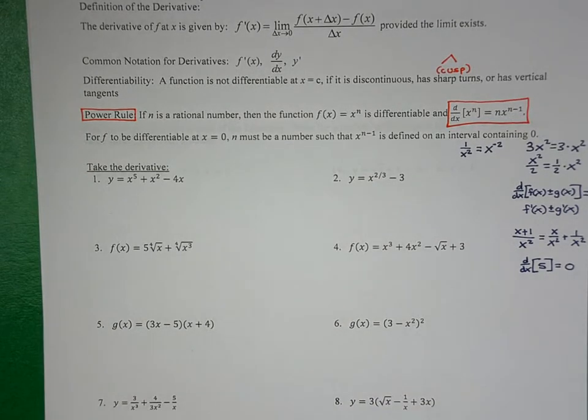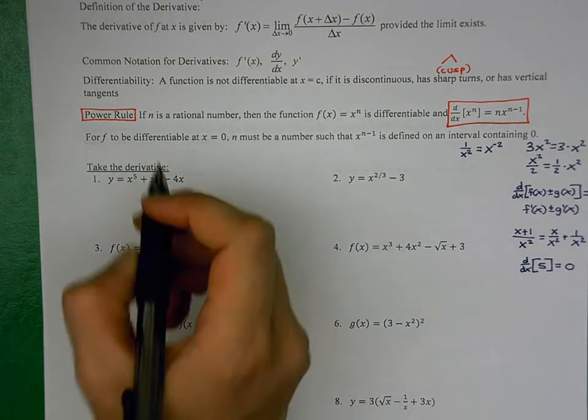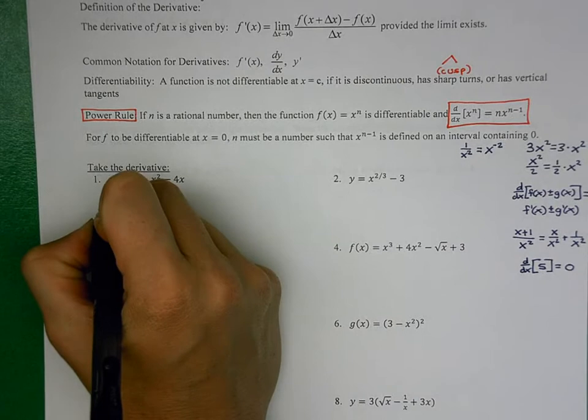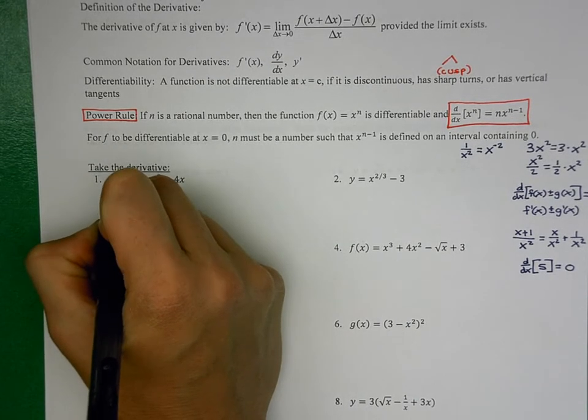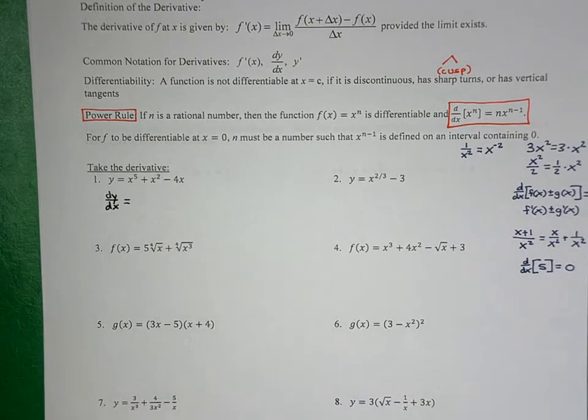Okay, number 1, we are looking at y equals x to the 5th plus x squared minus 4x. Okay, so we're going to go ahead and take our derivative, which again, I always use dy dx myself rather than y prime, for the reasons I explained earlier.